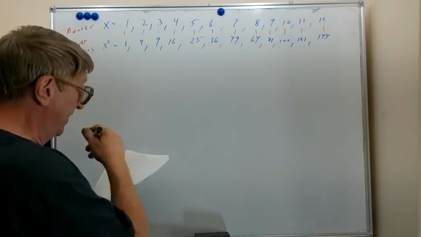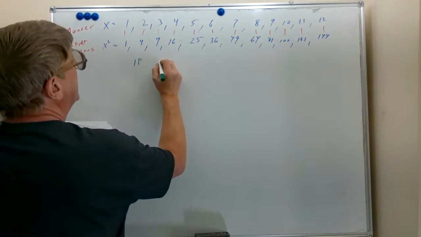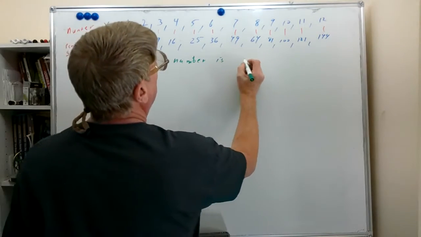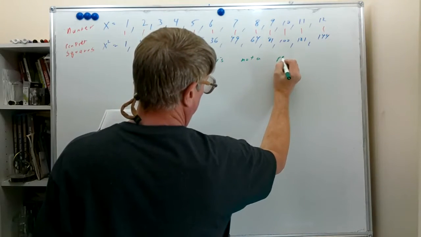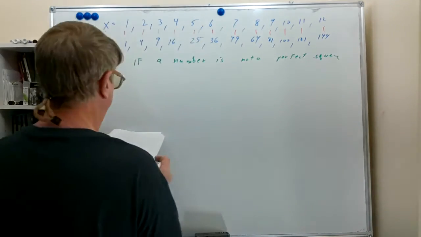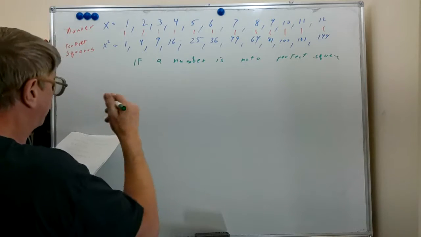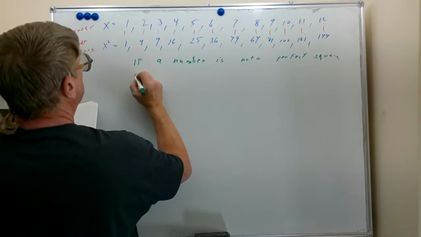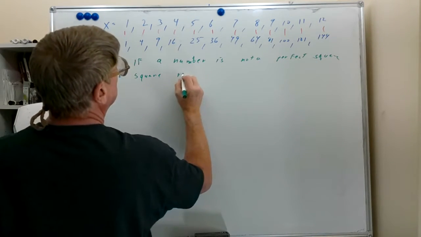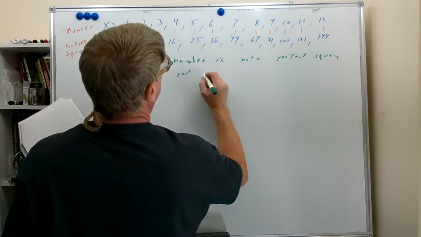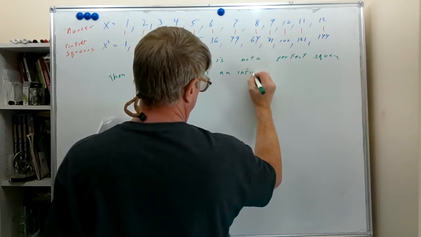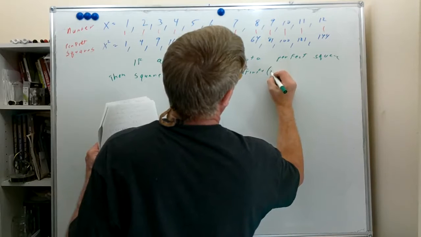And if a number is not a perfect square, then the square root is an infinite non-repeating decimal. Non-repeating, and I'll put non-repeating in parentheses.